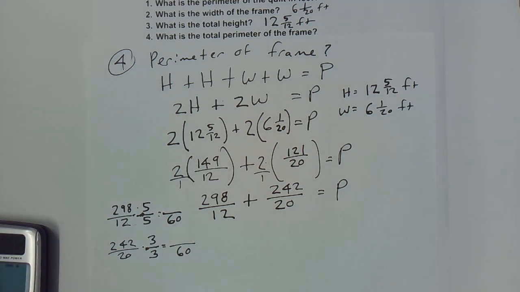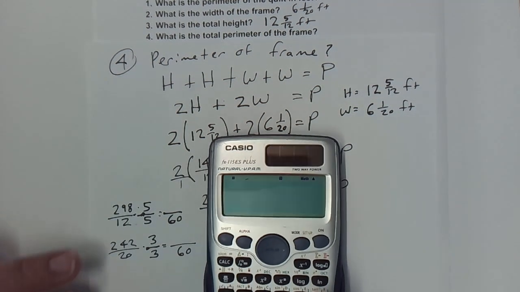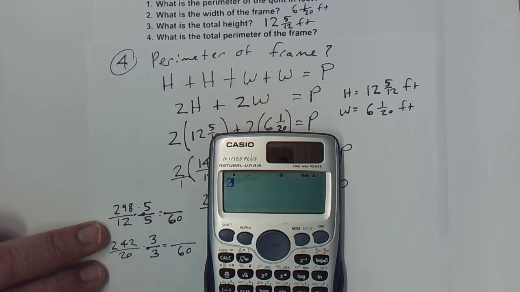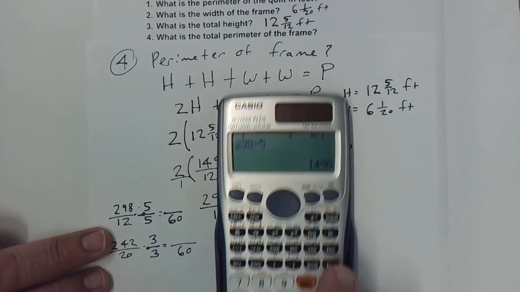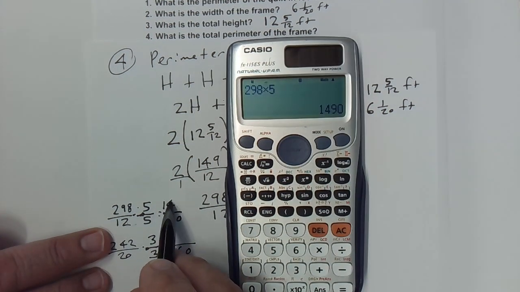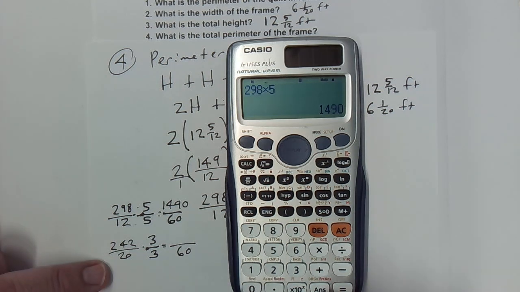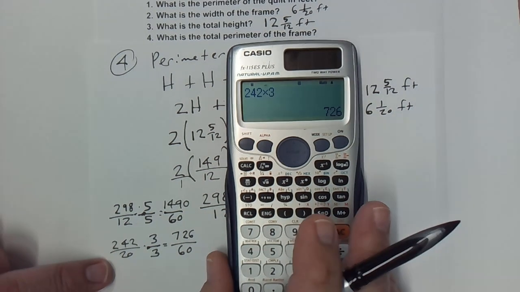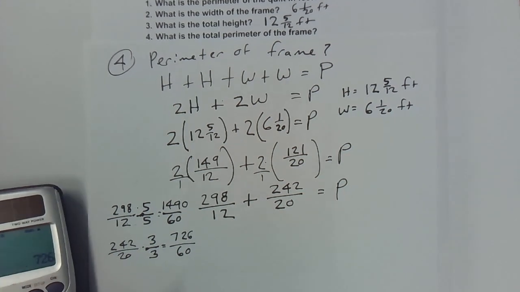So let's do that multiplication. On the top, over here, I've got 298, and I'm going to multiply it by 5, and that gets me a pretty large number, 1490 over 60. And on the bottom here, I've got 242 times 3, and that gives me 726. Now, of course, you might have to do these by hand if you're not allowed to use a calculator, but I'm just doing this to save time on the video.